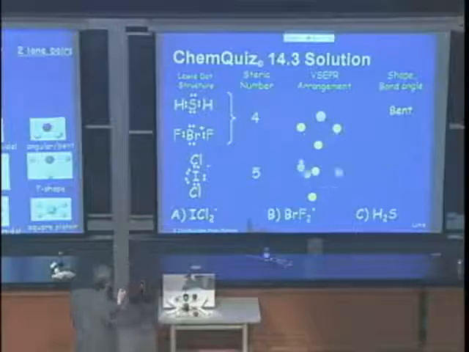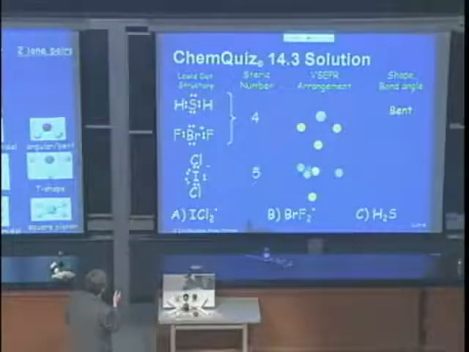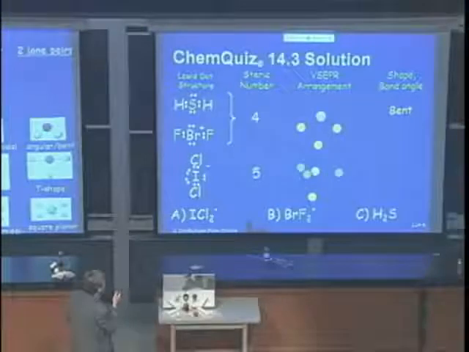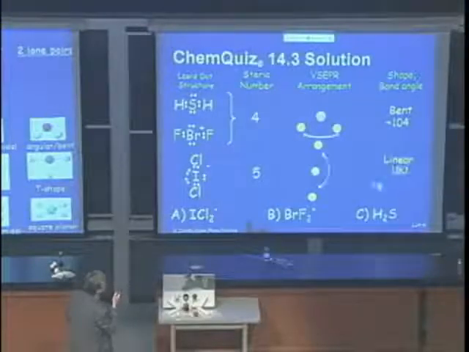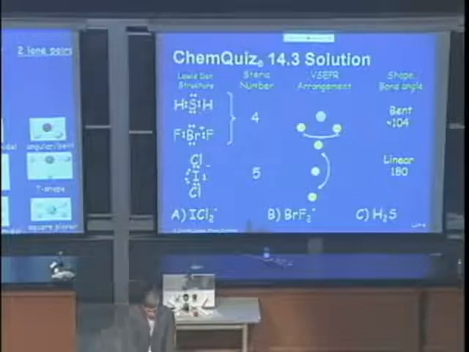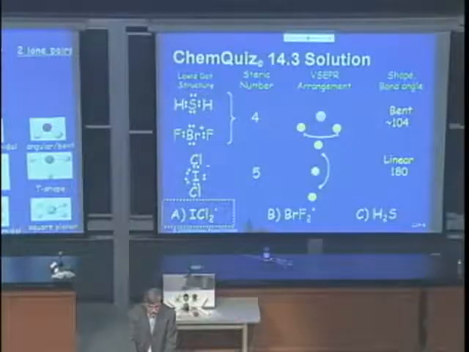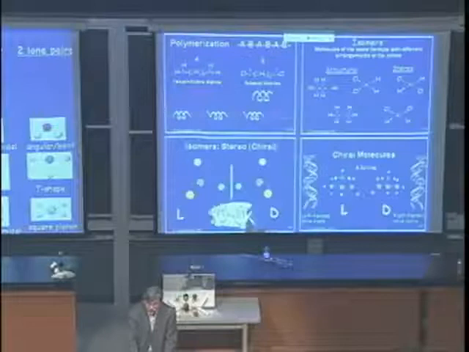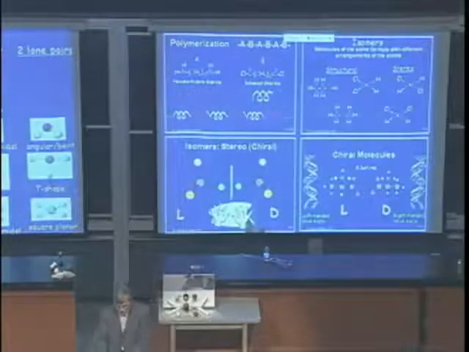And now let's go to this one. We put this free electron pair here, this one here, this one here, and with this, we get something like this. It's linear, 180 degrees, all right? That's a difficult one. So the answer was A. You need to practice this. I guarantee you there will be one in the midterm.